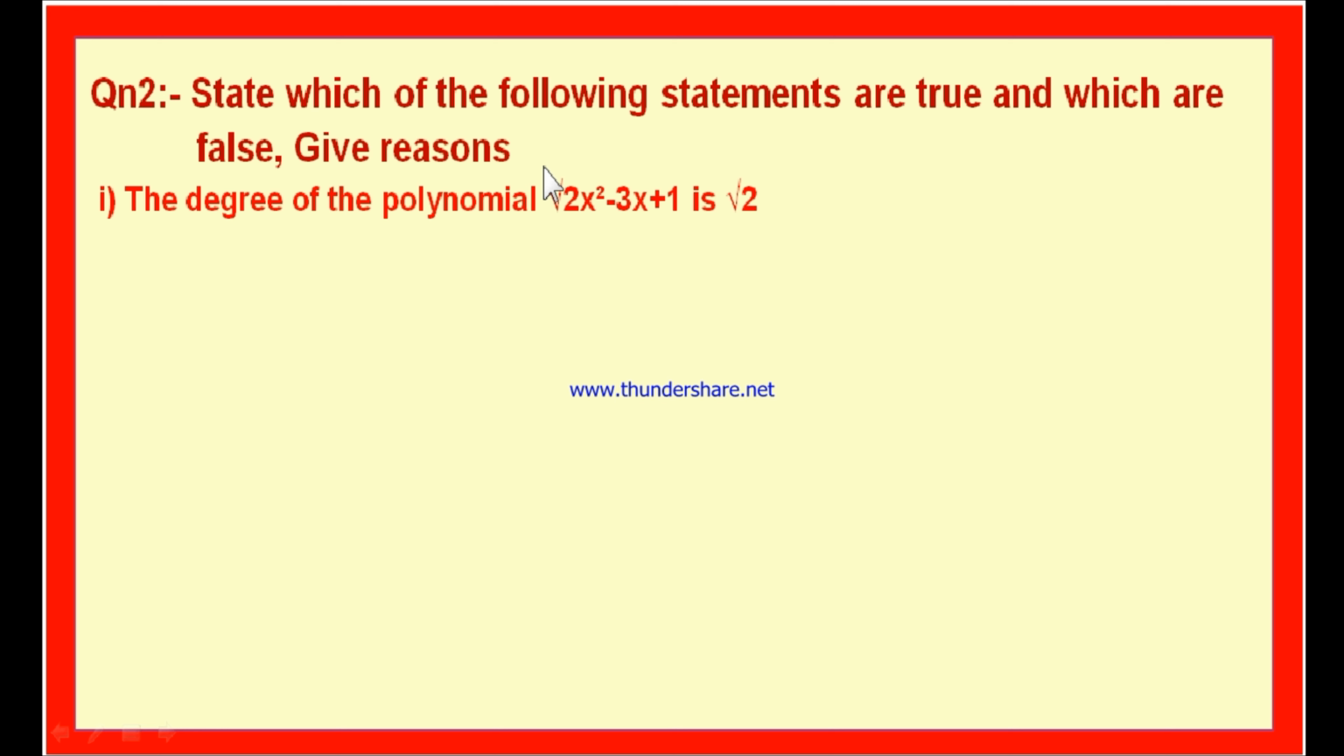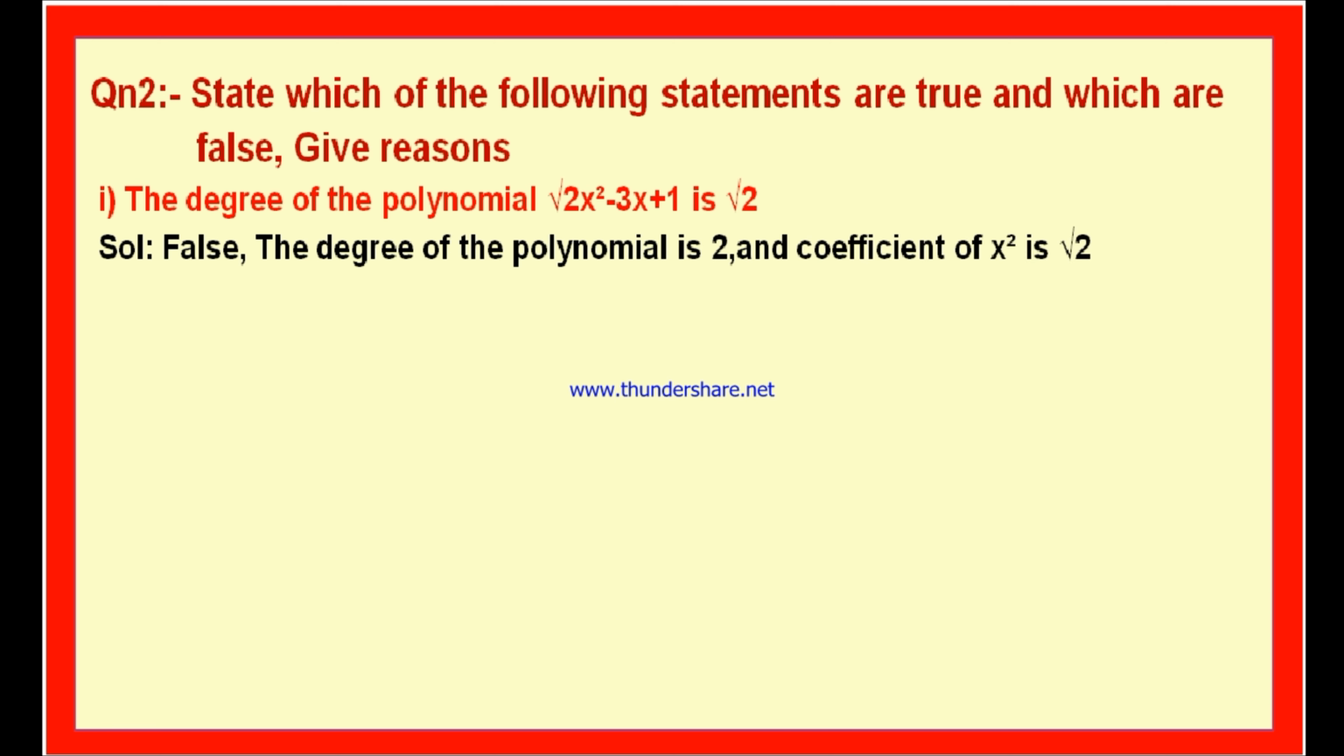But what is root 2? Root 2 is multiplied by x square. Therefore root 2 is called the coefficient of x square. Okay. Therefore the solution is it is false. The given statement is false. The degree of the given polynomial is 2 and the coefficient of x square is root 2.